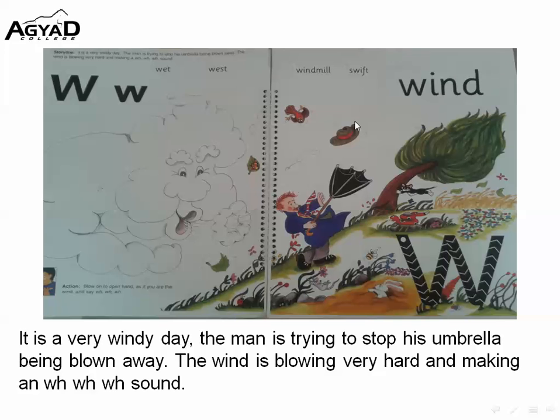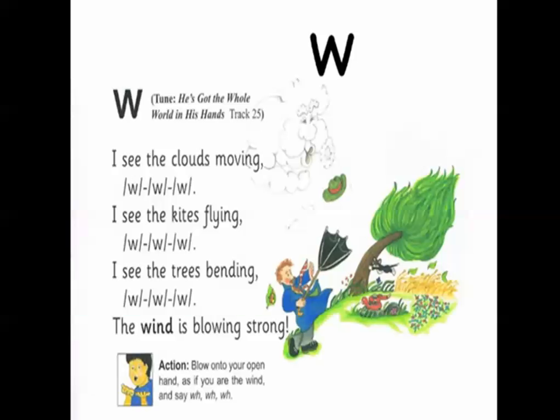It was a very windy day, and the wind was blowing very strong, and this man, his umbrella kept on bending, the trees were bending very hard, and the man could hear a W sound. So what sound did the man hear? Very good, W. So he started to sing. What did he say?